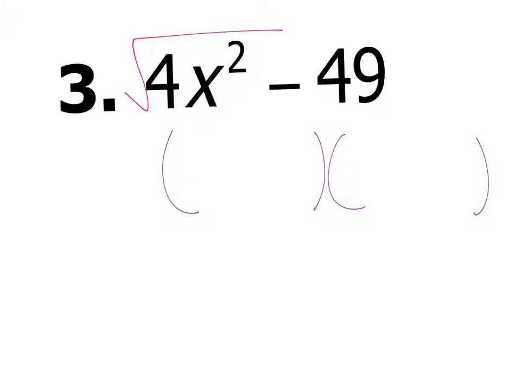Now, in that first term, what's the square root of 4x squared? Soren? 2x. That is 2x, so that goes in the first two spots. The square root of 4x squared is 2x. You take the square root of the 4 and of the x squared.